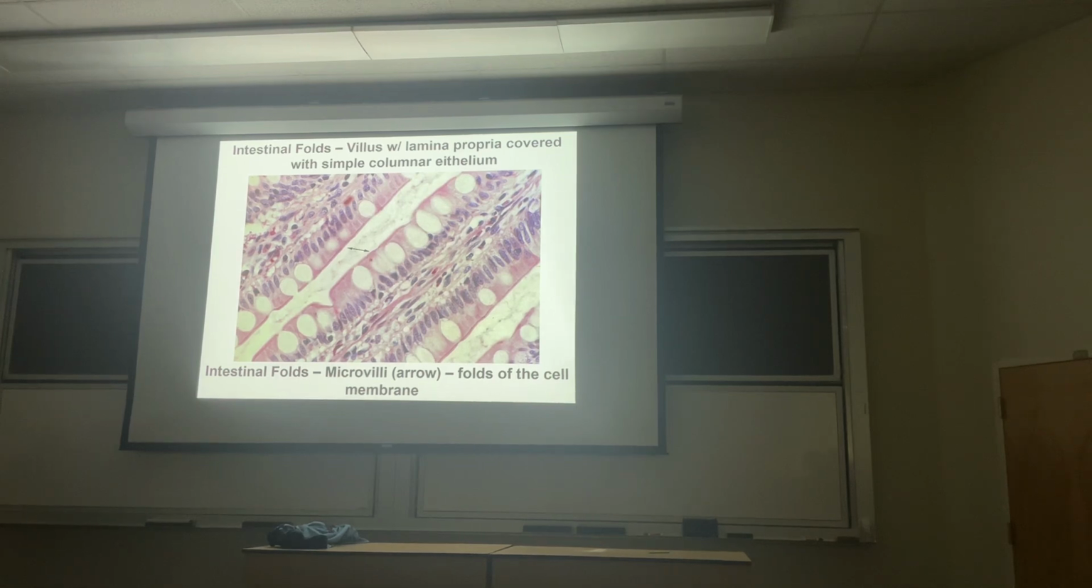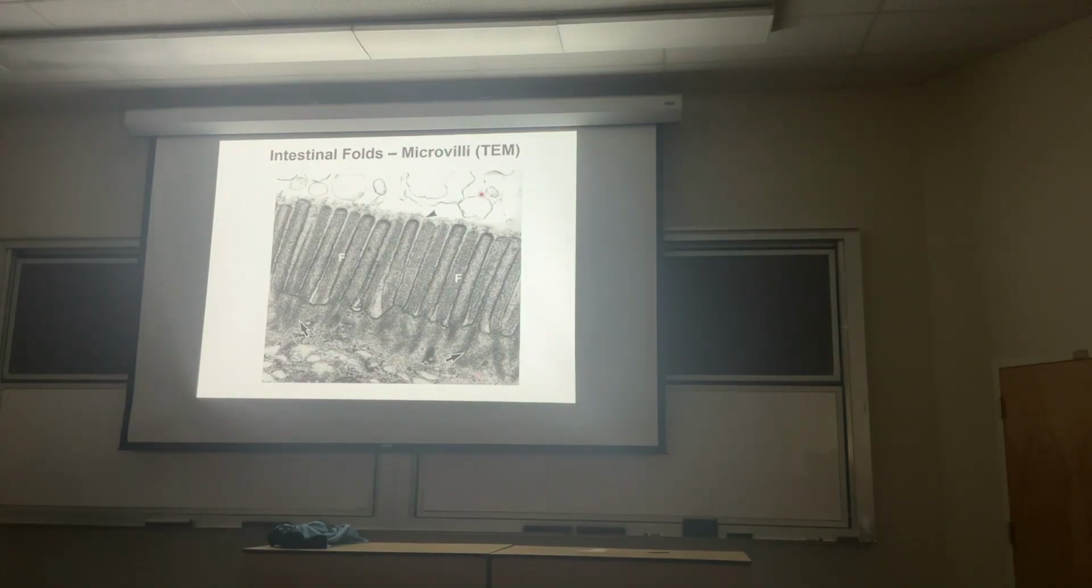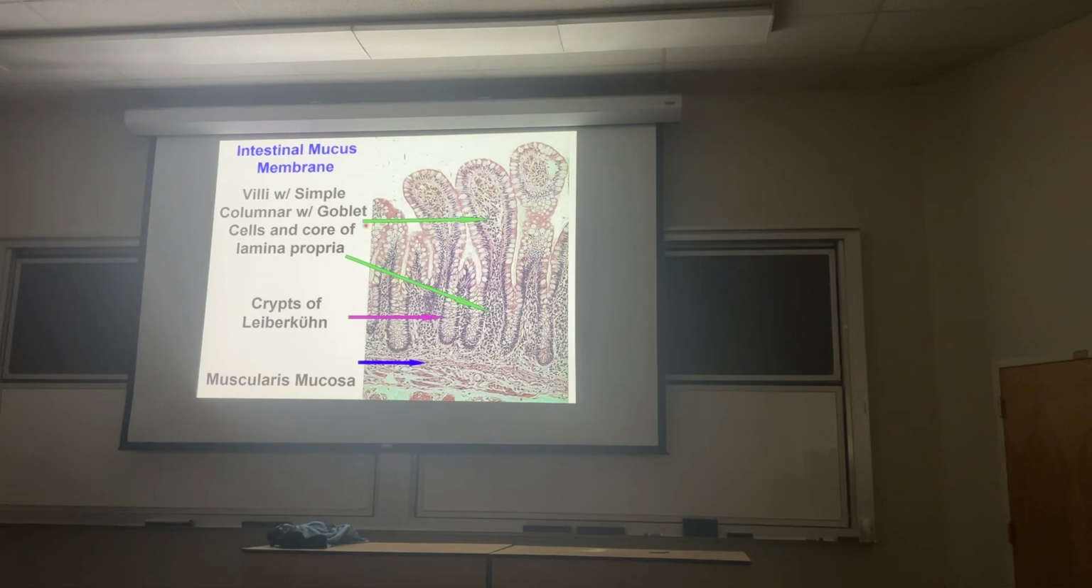These are your epithelial cells and your goblet cells. This is the lamina propria in the interior of a villus. This is lumen out here. Now this is under a transmission electron micrograph. Now we can resolve the microvilli individually. Again, these are villi, lots of goblet cells, and we see the lamina propria core.